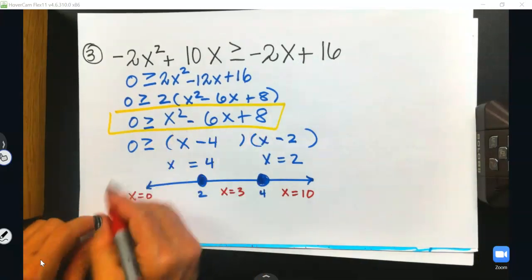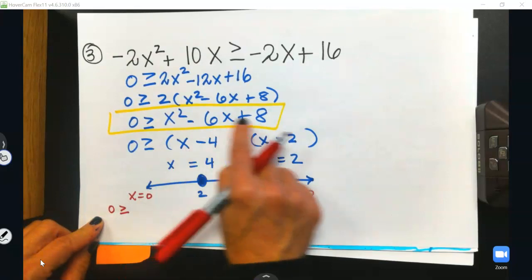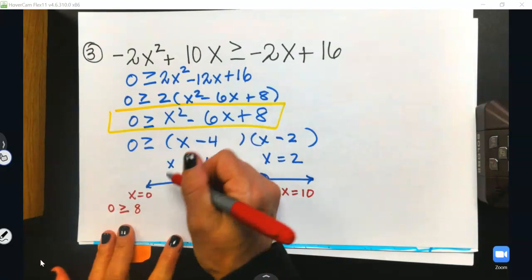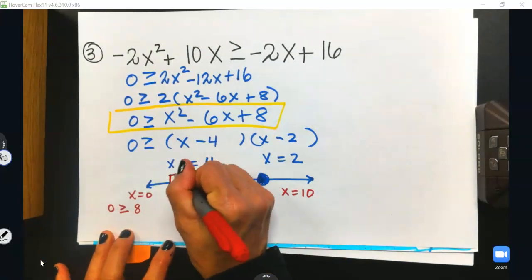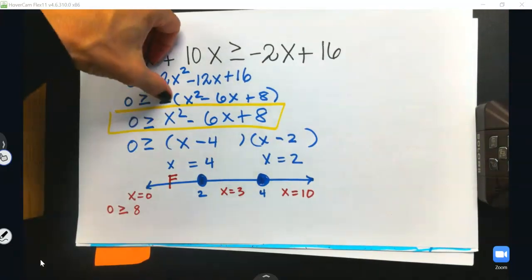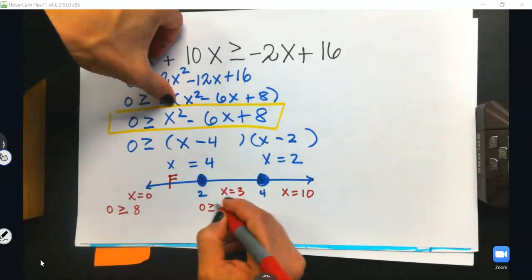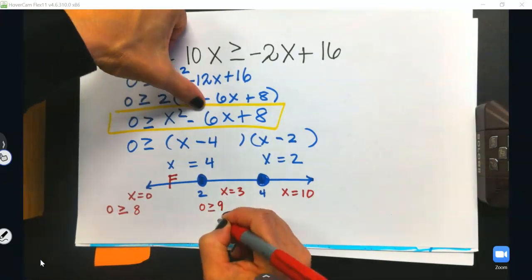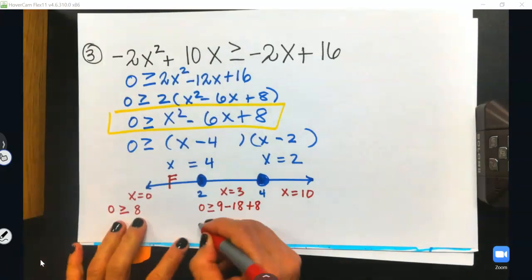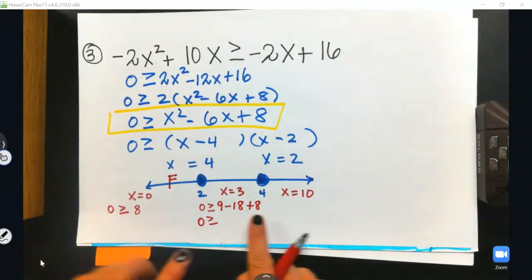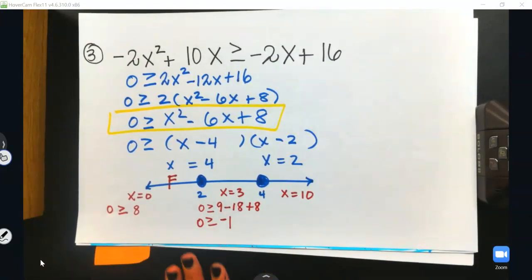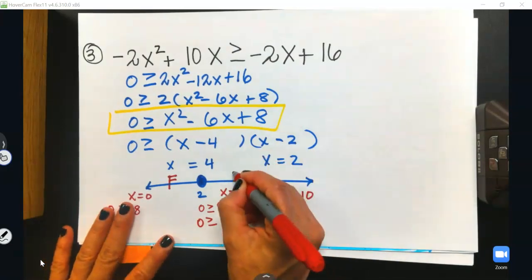So when I plug in 0, I'm going to get 0 is greater than or equal to 8. Of course, that does not make sense, so I know that this is false. Let's plug in a 3. So 0 is going to be greater than or equal to, this is going to be a 9. Negative 6 times 3 is negative 18 plus 8. So that is going to be negative 18 plus 8 is negative 10. 9 minus 10 is negative 1. Is 0 greater than or equal to negative 1? Yes, it is. This is true.